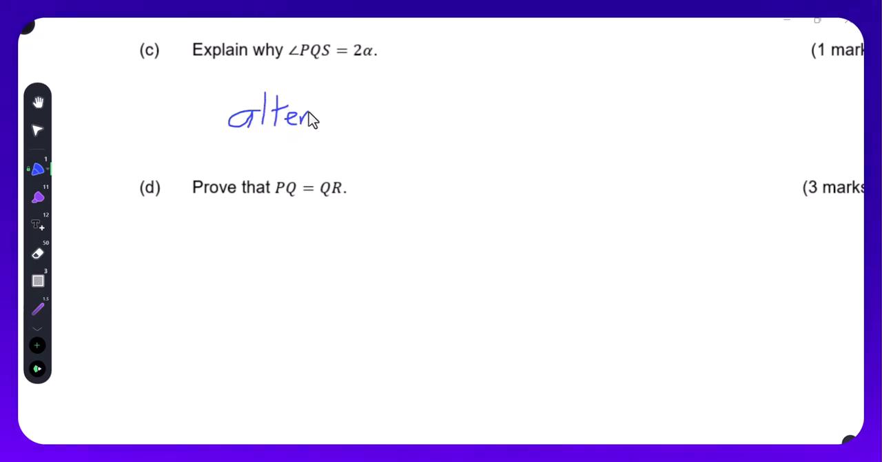So alternate angles would be the reason for that one. Alternate angles. And it is only 1 mark, so not a lot of justification needed at all for things of 2 marks and below.